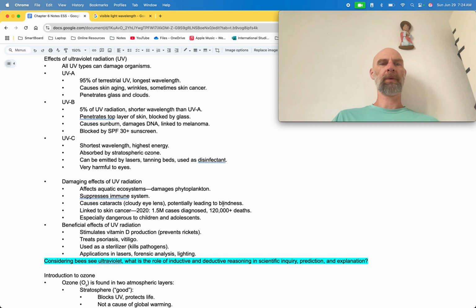Effects of ultraviolet radiation, UV. All UV types can damage organisms. UVA is 95% of terrestrial UV, alright? But it's the longest wavelength. Causes skin aging, wrinkles, sometimes skin cancer, penetrates glass and clouds. Everybody is susceptible to this. Some people are a little bit more susceptible to it.